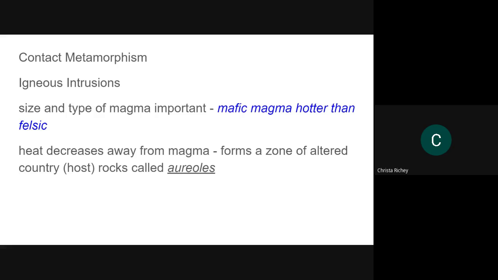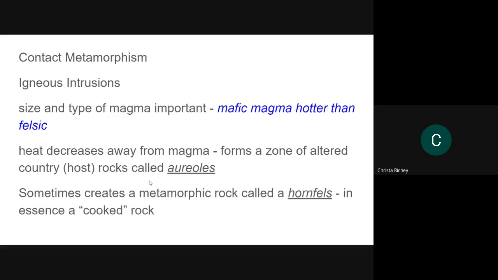As you go away from that intrusion into the solid rock, the temperature is going to go down. Those zones are called aureoles. I have a picture showing what they look like in cross section. Country rock is the rock that the intrusion is trying to come up through. It's like a host rock. And sometimes it creates something called hornfels, which I do have in here.